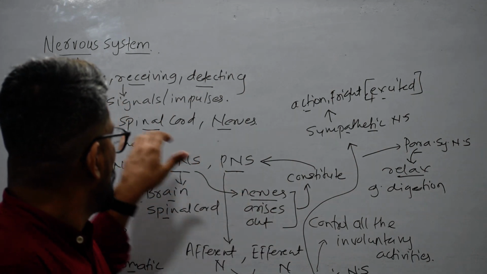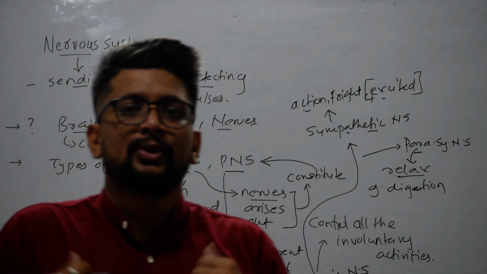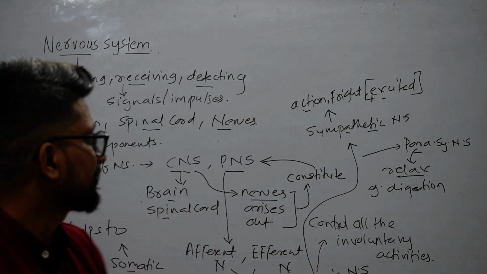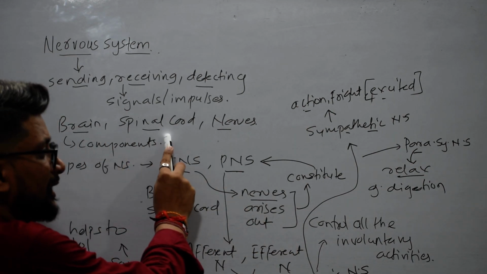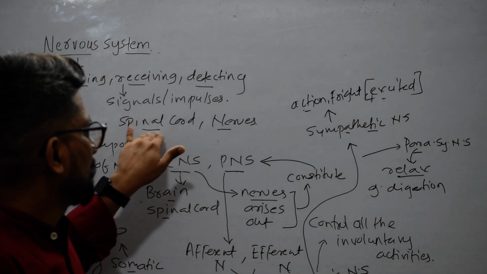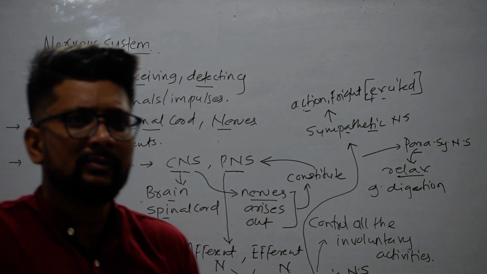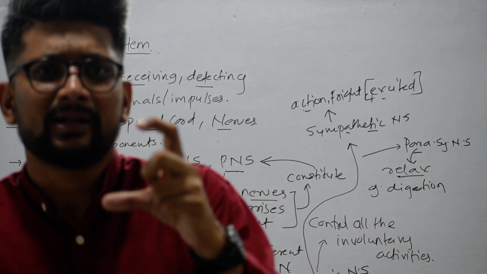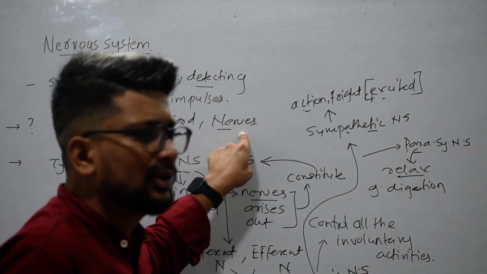Now, what is the nervous system made up of? The nervous system is basically made up of three components: brain, spinal cord and nerves. Brain, spinal cord and nerves. We all know what is brain, we all know what is spinal cord. The thing which comes in our mind is what is known about nerves.